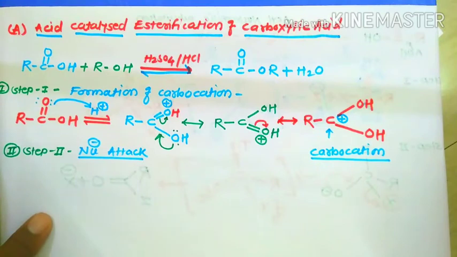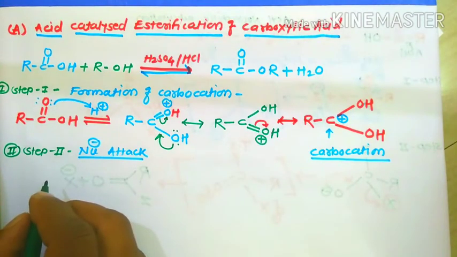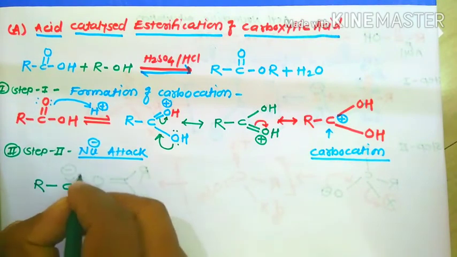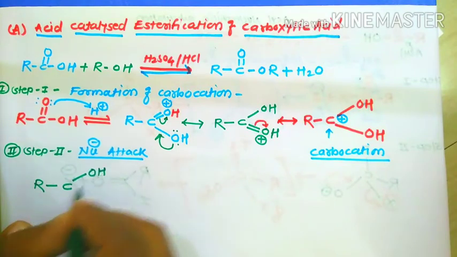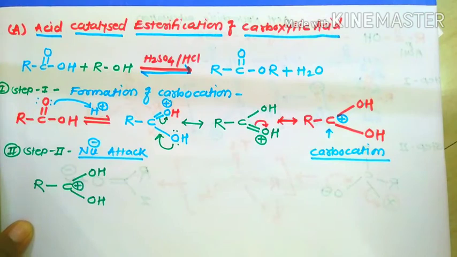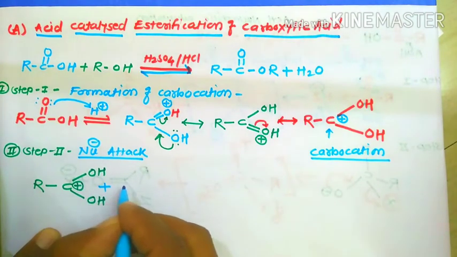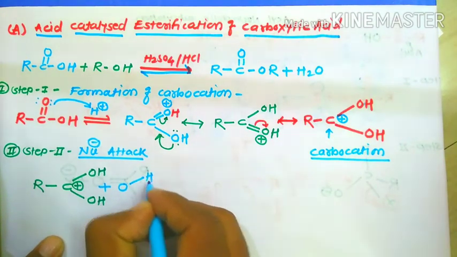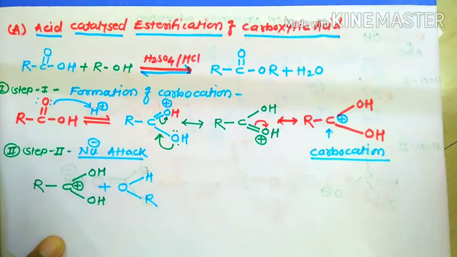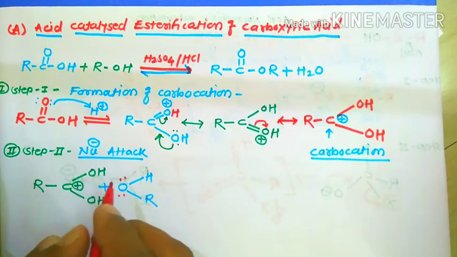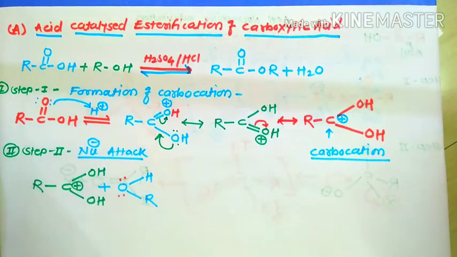Nucleophilic attack. The carbocation ion formed in step first, that is R-C-OH with OH, this carbon contains a positive charge, reacts with an alcohol molecule like ROH. The oxygen contains a non-bonded pair of electrons, acts as a nucleophile, and donates electrons toward the electron deficient carbocation ion.